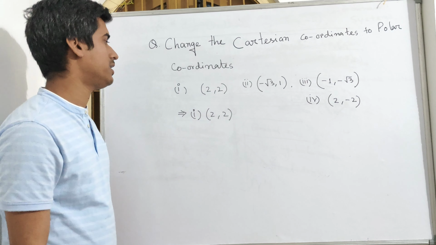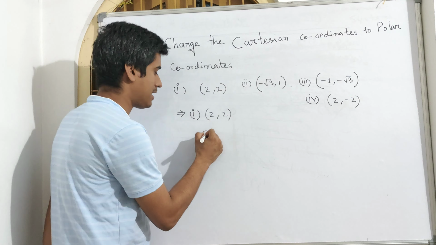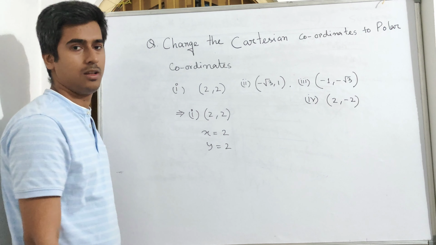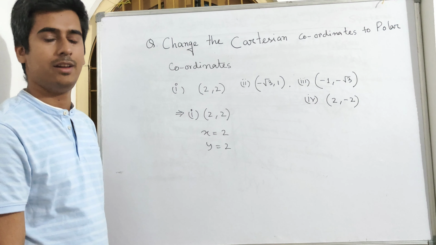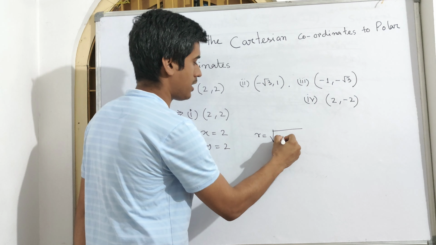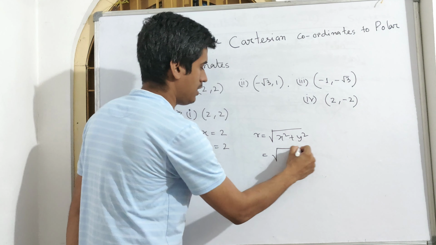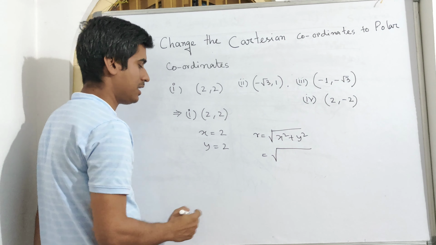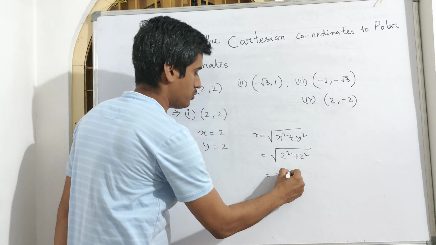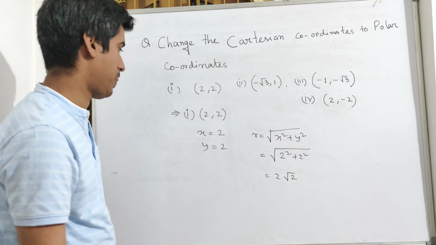Here the Cartesian coordinate is (2, 2). So here we get x equal to 2, y equal to 2. Now we know that r equals root over x square plus y square. So putting the values of x and y, we get root over 2 square plus 2 square, which equals 2 root 2. Now we have to calculate theta.